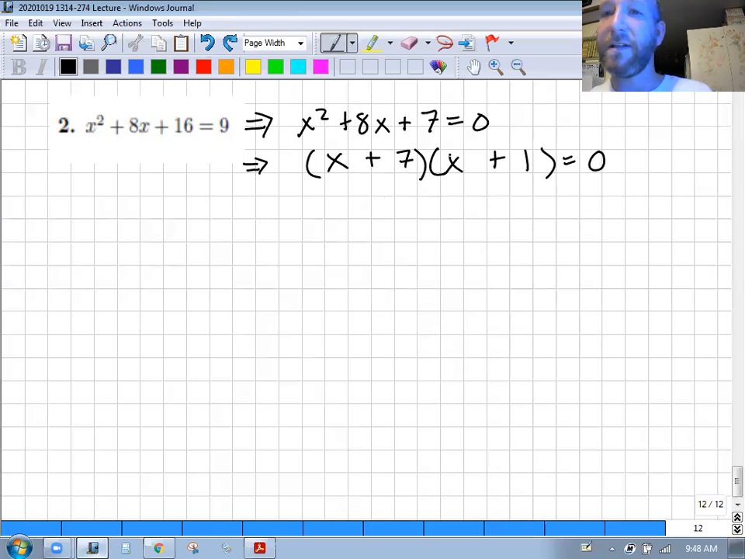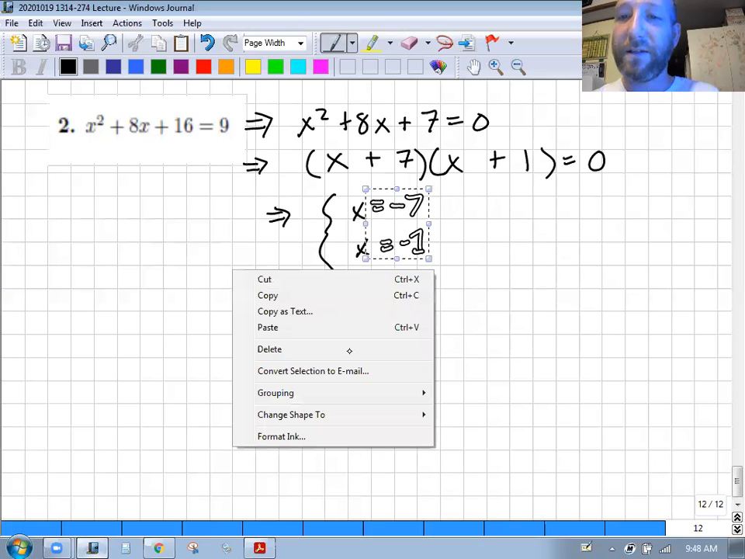Okay, so solving this, you can see if I plug a -7 in here, right, I get -7 plus 7 is 0. 0 would be 0 times a -6, but 0 times anything is 0. So we could see that either x has to be -7 or x has to be -1.